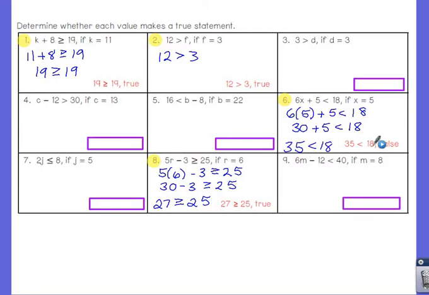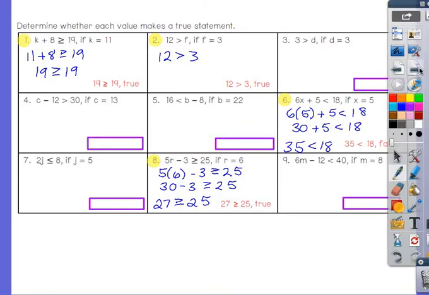On number 6, do we have to write the parentheses 5, or could we just work out the problem, 30 plus 5? Typically, you're probably going to do this in your head, unless I said show work.